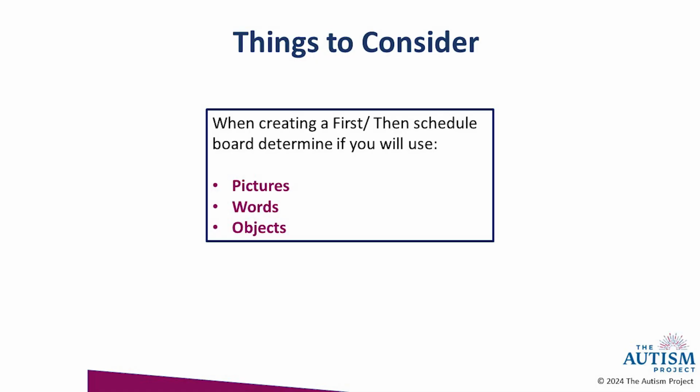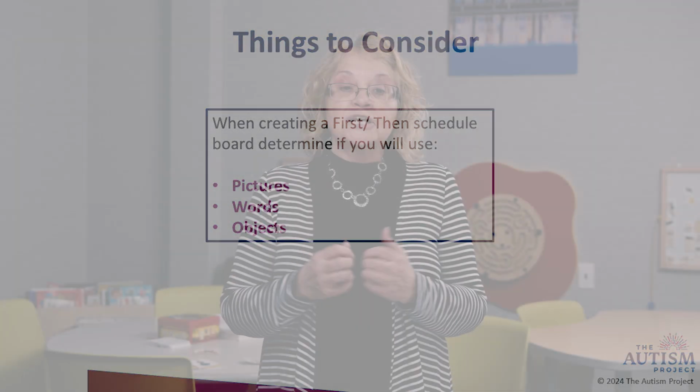Another thing that you can consider when creating the First Then schedule is you have to determine if you want to use pictures, words, or objects. You can use a mixture of all of them. My son always had a green toothbrush. If I didn't show a green toothbrush and it was a blue toothbrush, he would not have connected that I have to brush my teeth because I see a toothbrush. Pictures, words, objects, whatever works now, and it's going to change as they get older.